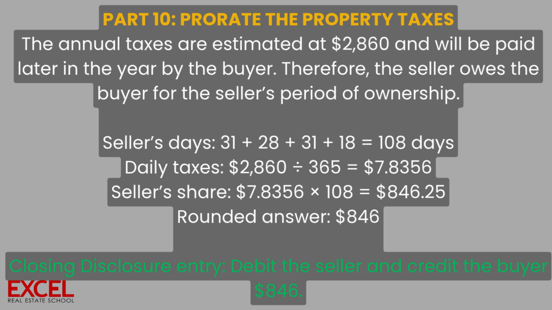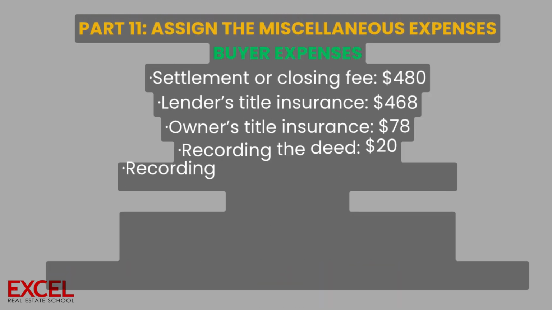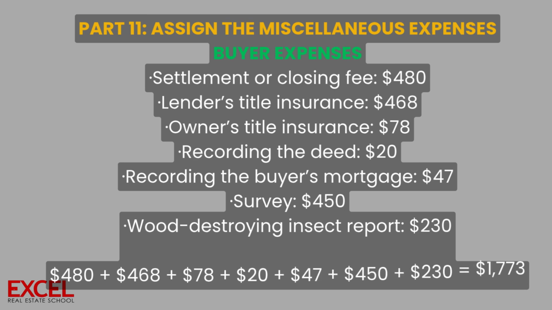The reason why the buyer is going to pay it in the whole is because the tax bill has not come out yet, because we're closing in April. Remember that. Part 11, assign the miscellaneous expenses. Settlement or closing fee, $480. Lender's title insurance, $468. Owner's title insurance, $78.